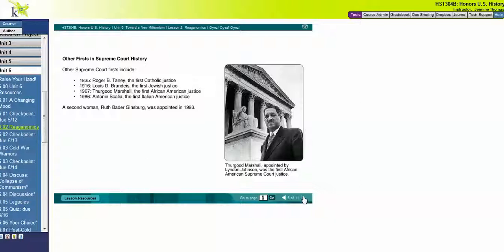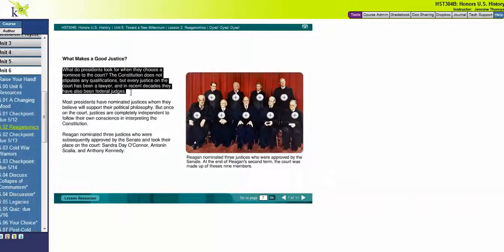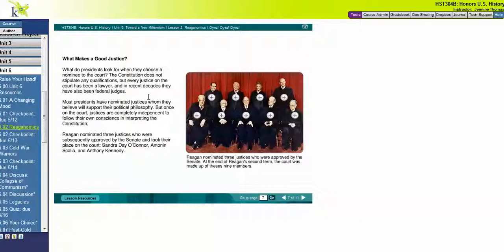She was a moderate justice, meaning she tended to be more liberal, but would sometimes vote in a conservative manner. It will also talk about other firsts of the Supreme Court in history. Okay, so other firsts, like Thurgood Marshall being appointed by Lyndon Johnson. He was the first African American on the Supreme Court. It also talks about what presidents are looking for when they put a justice up for nomination. A president will choose a judge, and then the Senate has to take a look at that candidate and approve that choice for the court.